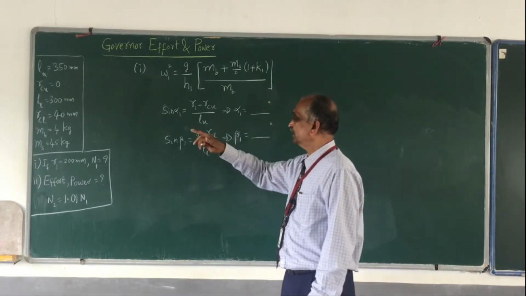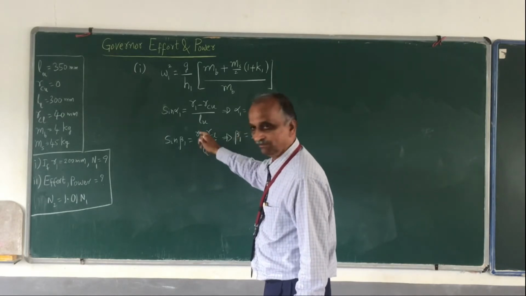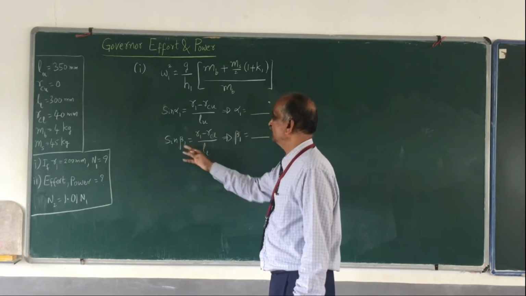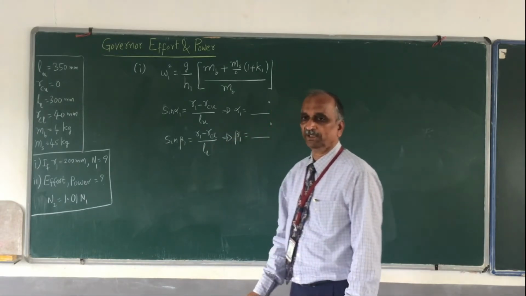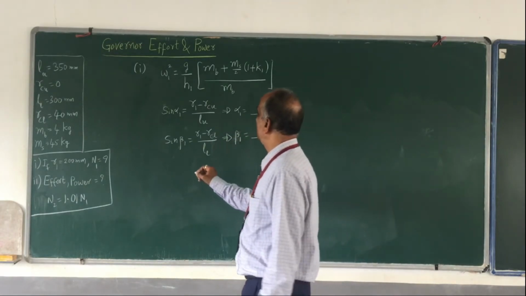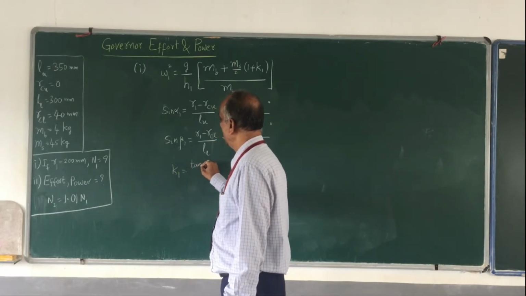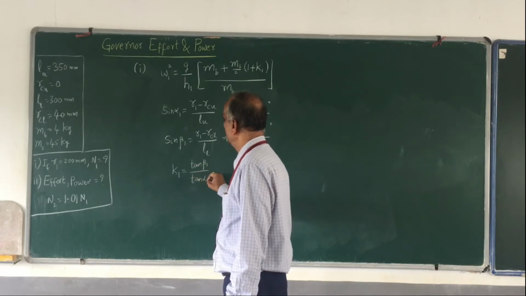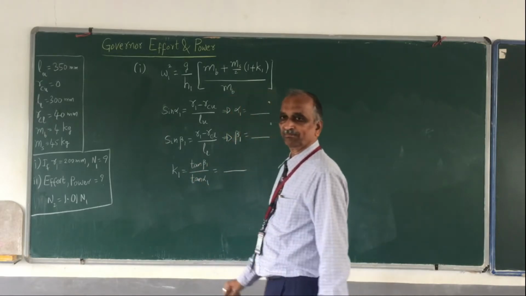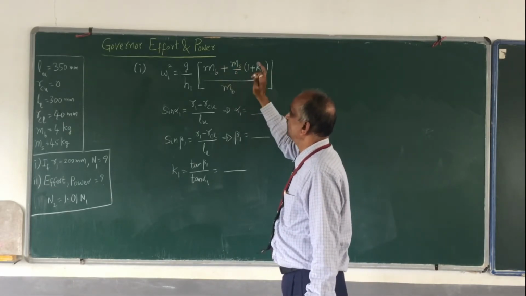You know r1 is 200 mm, rcl is 40 mm, and l is 300 mm. Simplify and get sin beta 1 and take the inverse, and that is how you can find out beta 1. Then you can find out k1, which is nothing but tan beta 1 divided by tan alpha 1. So you know this value now. mb is known, ms is known, k1 is known.